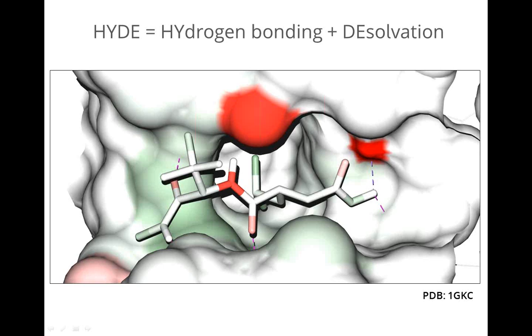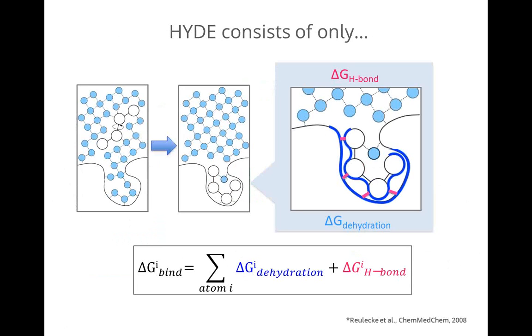Just a little bit of the background for HYDE. This here is everything that you need to know about HYDE. It is simply we express the change in free energy of binding for each atom i by the sum over all atoms i of the molecule of the change in free energy of dehydration for each atom i plus the change in free energy of dehydration of hydrogen bonding for each atom i.